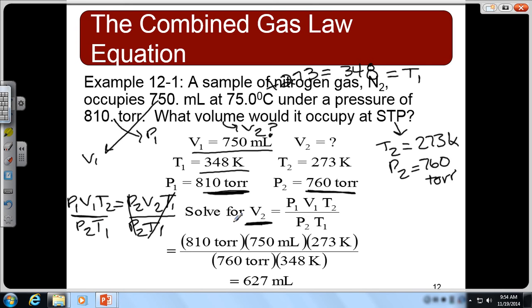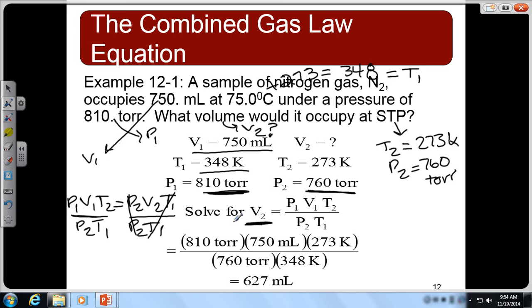Okay, so what I have written over here is the same as here. All you do from there is plug in your values. Just be careful because T2 is up here. It's very common to accidentally swap these. So you take your P1, 810, your V1, 750, those are your initials. You take your T2, which was at STP, right? 273. Your P2 is 760, and then your T1 is your 348.